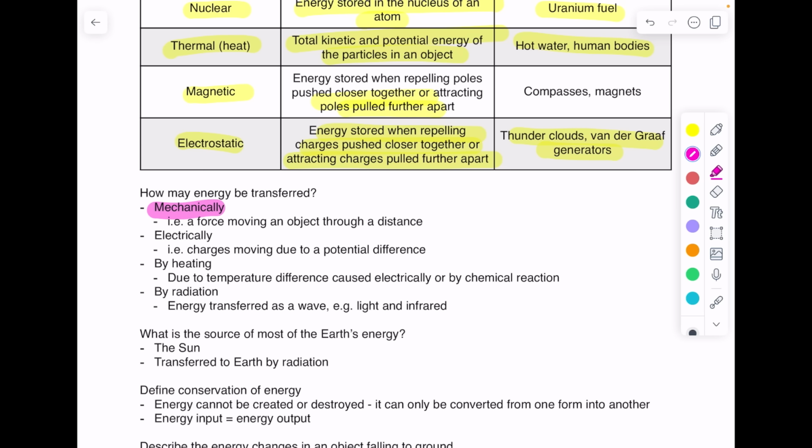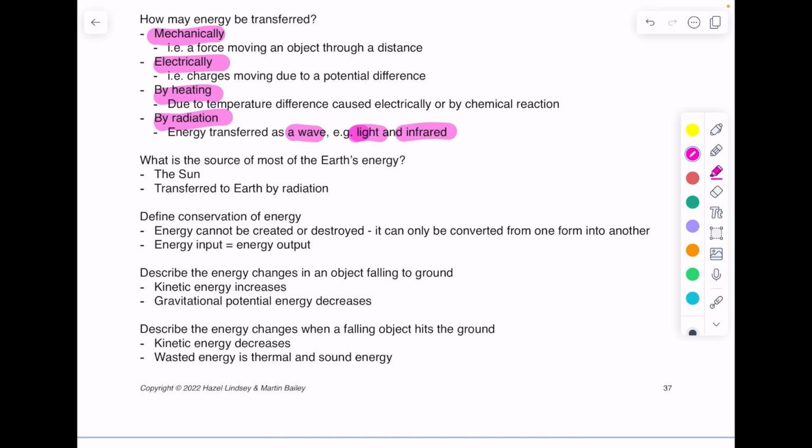Mechanically, which is when a force moves an object through a distance. Electrically, that's the movement of charges due to a potential difference between 2 areas. By heating, that's due to a temperature difference caused electrically or by a chemical reaction. And radiation. So we're talking really about energy being transferred as a wave, such as the electromagnetic waves, visible light and infrared. The conservation of energy states that energy cannot be created or destroyed. It can only be converted from one form into another.